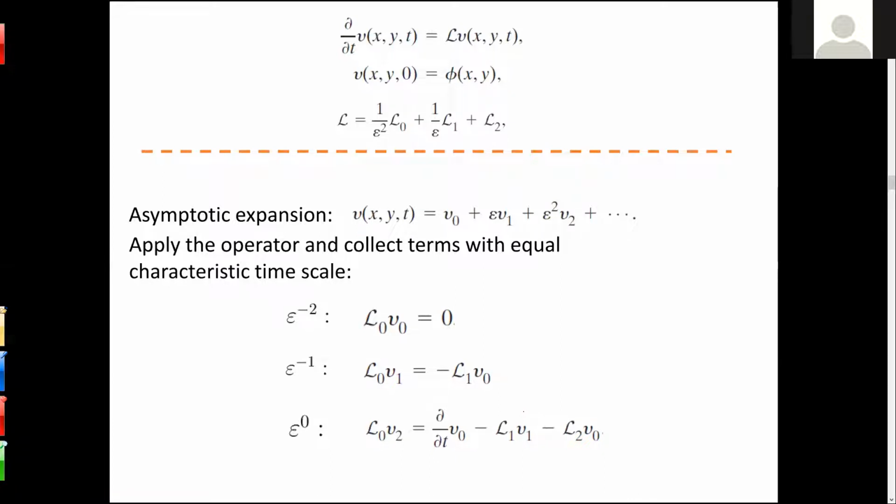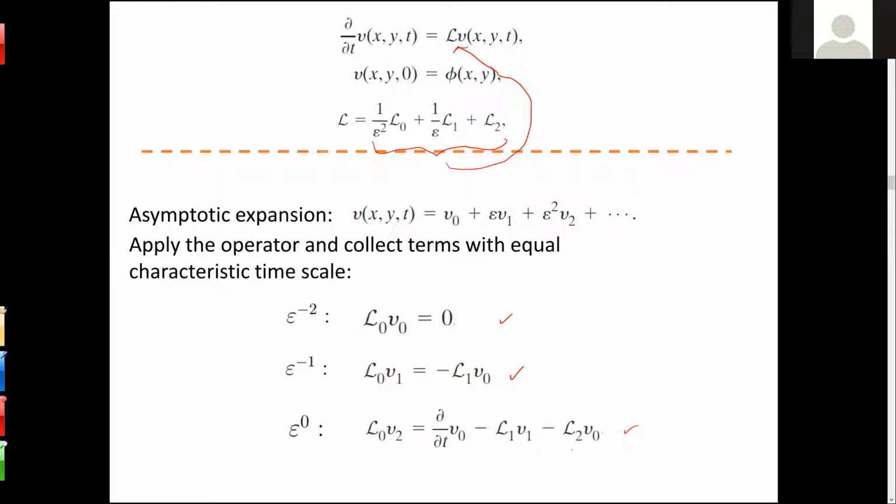Okay, so if you apply the operators and collect terms with the same characteristic timescale, just use this right-hand side of L and put that here, and then expand, and then collect all terms with 1 over epsilon squared from the left side and the right side. You will get L0 V0 equals 0. And then if you collect all terms with 1 over epsilon from the left side and the right side, then you will have this equation. And then finally, those without any epsilon, or have a characteristic timescale epsilon to the 0, give you this equation.